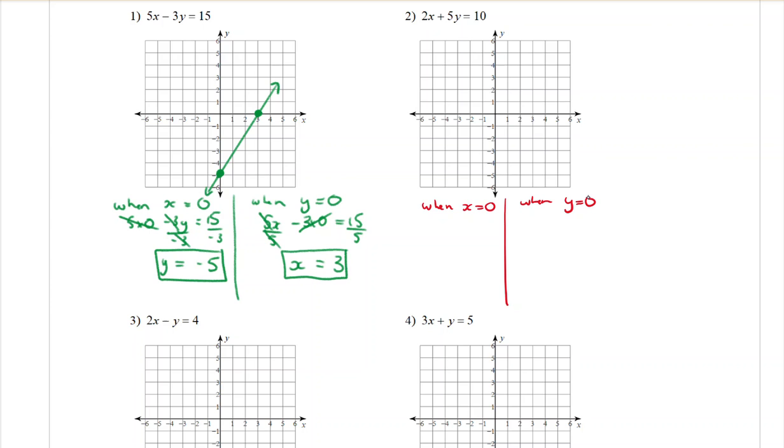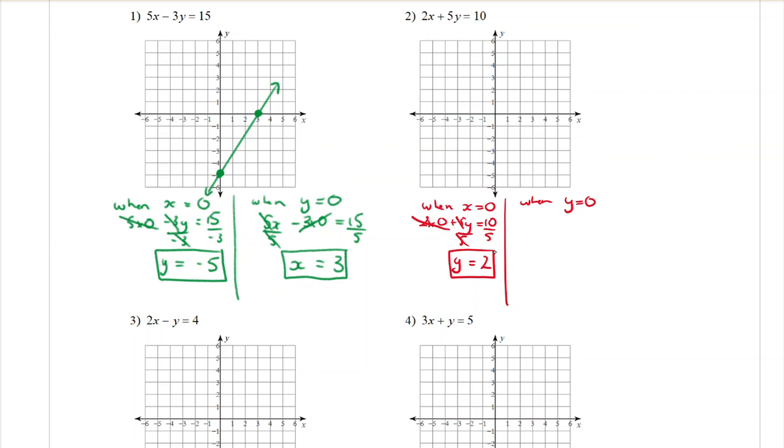If you sub x equals 0 into my new equation, 2x plus 5y equals 10, we're going to get 2 times 0 plus 5y equals 10. 2 times 0 is nothing. Cross it out. So to get rid of the 5, I'm going to divide both sides by 5, and I will get y equals 10 divided by 5, which is 2.